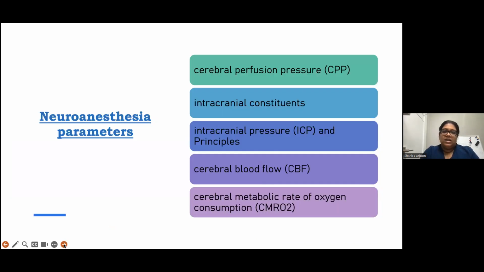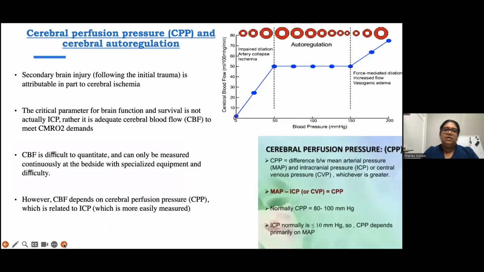So the neuroanesthesia parameters that I will briefly discuss first are the cerebral perfusion pressure, intracranial constituents, intracranial pressure and principles, cerebral blood flow, and cerebral metabolic rate of oxygen consumption. Cerebral perfusion pressure and cerebral autoregulation.